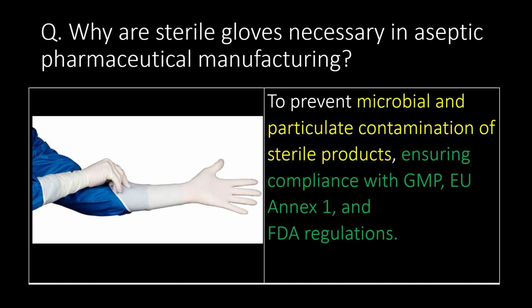Welcome. We'll start with some basic questions and then go in detail. First question: why are sterile gloves necessary in aseptic pharmaceutical manufacturing? To prevent microbial and particulate contamination of sterile products, ensuring compliance with GMP, EU Annex 1 and FDA regulations.